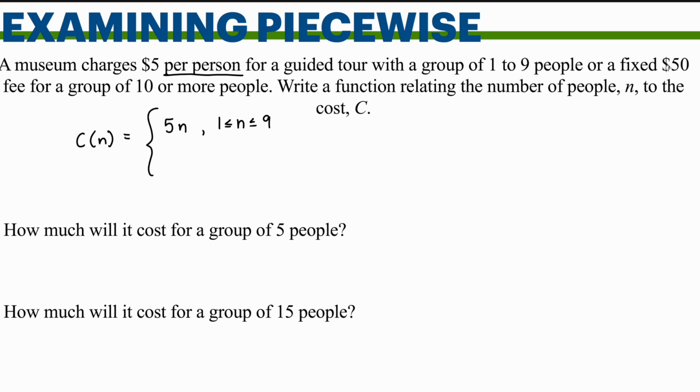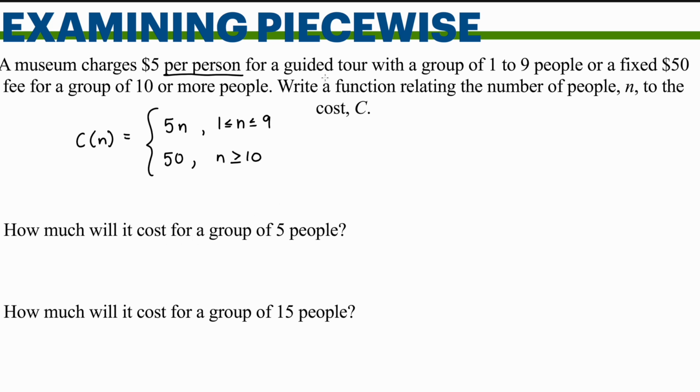The next one is going to be just a fixed fee, which means it's just going to be $50, period. It's not multiplied by anything. A fixed fee means it doesn't change. So it is just going to be if N is greater than 9, or you could say 10 or more, because these are whole numbers. You can't have 9.5 people. So you could use either one. It's going to be the same.